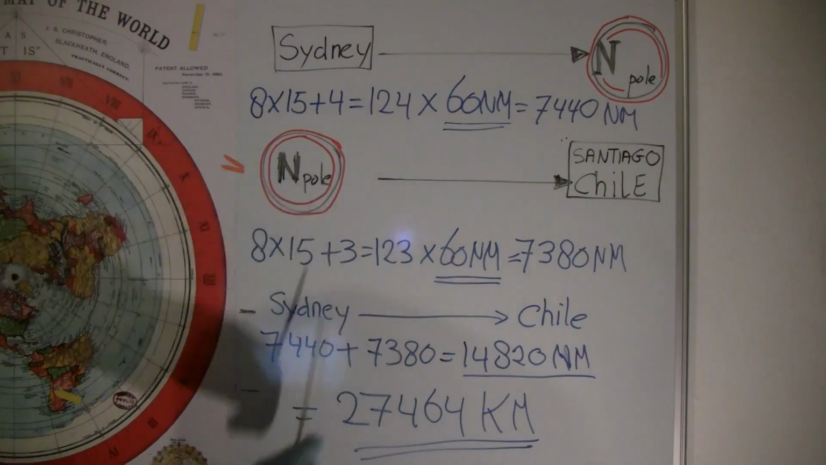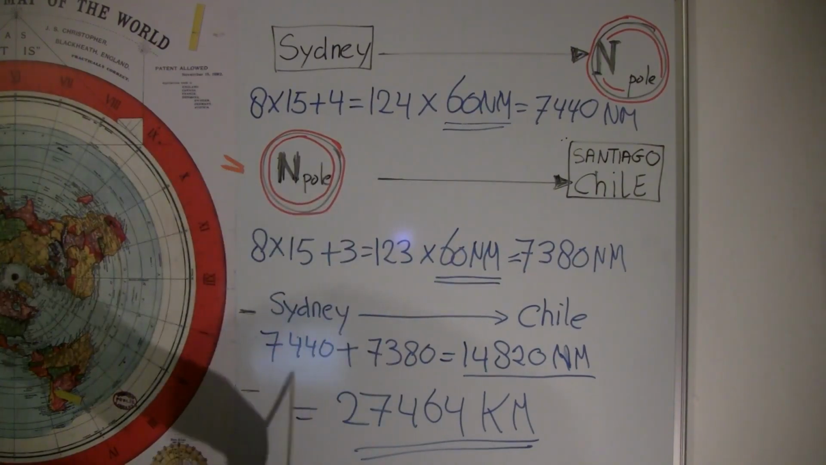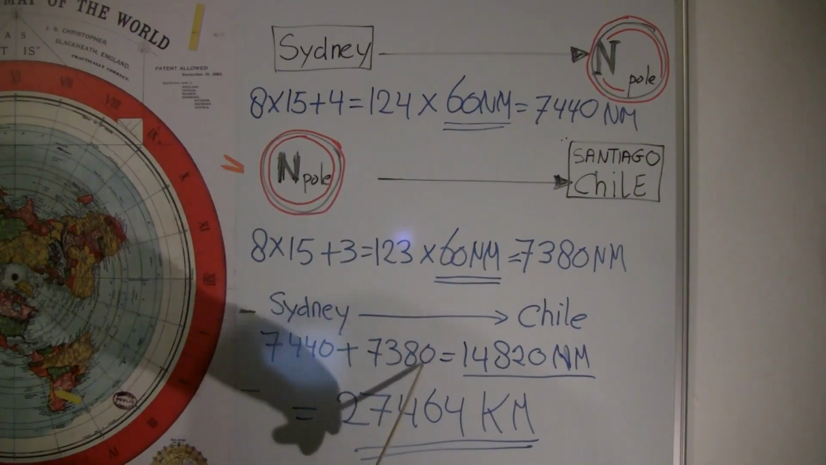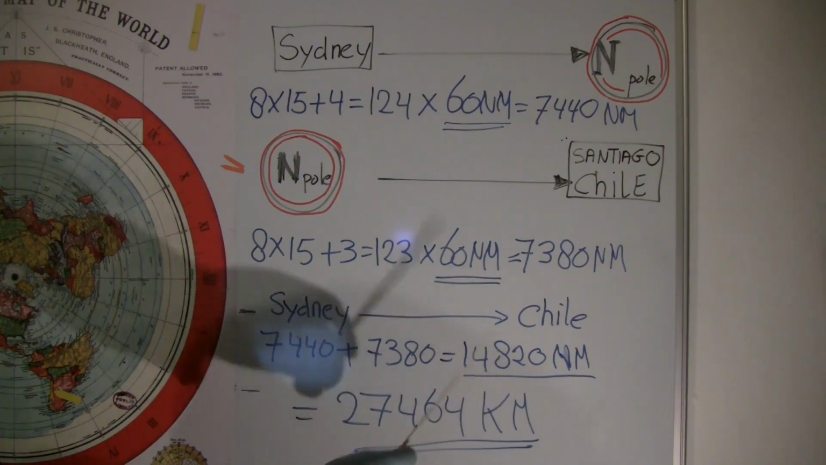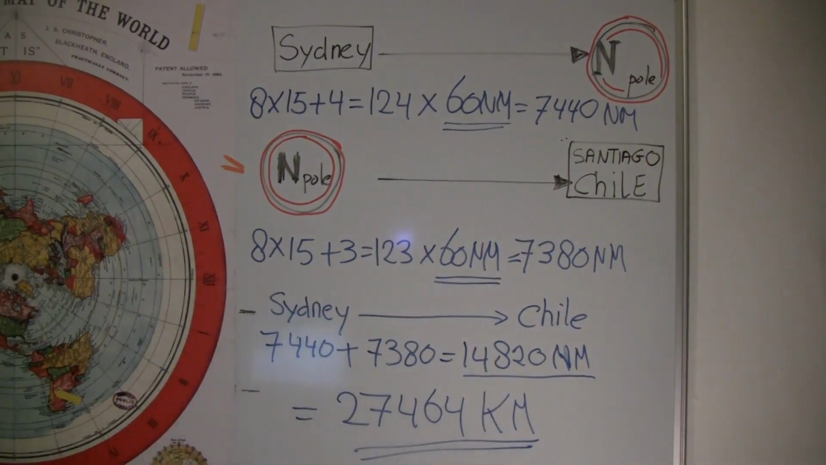So the total distance from Sydney to Chile is 7,440, that's the distance from Sydney to the North Pole, plus the distance from the North Pole to Santiago de Chile, and that makes a total of 40,820 nautical miles, and that's 27,464 kilometers.